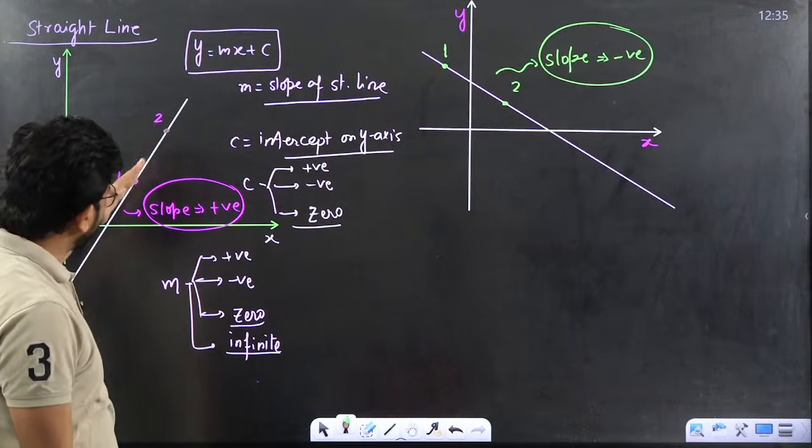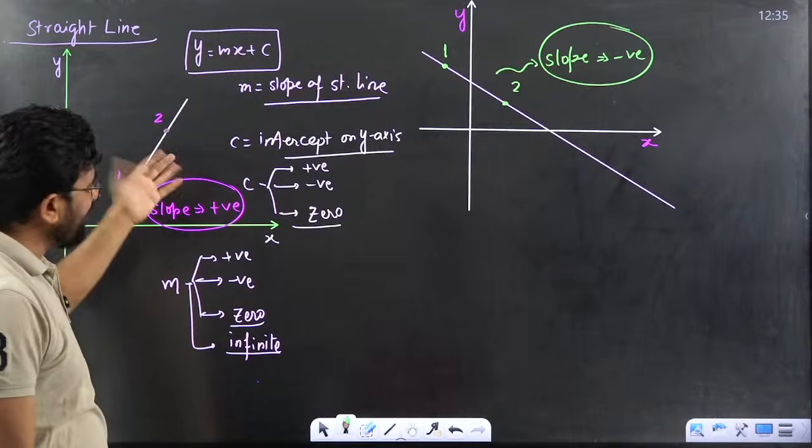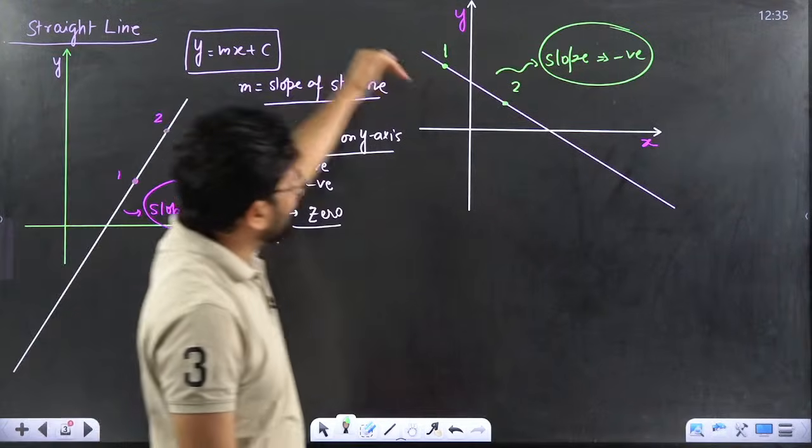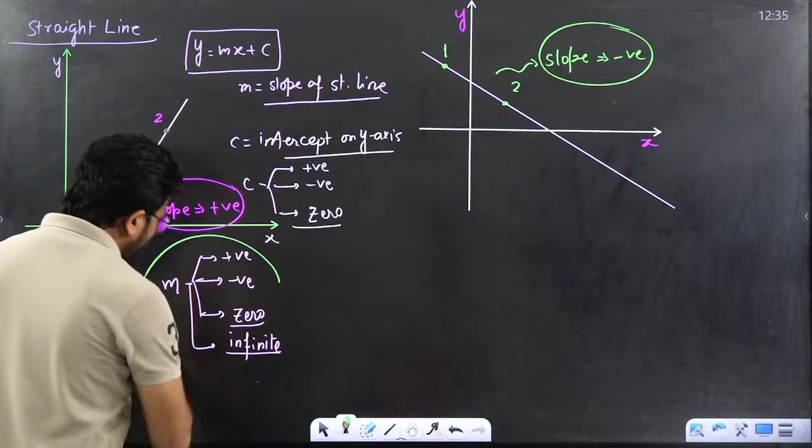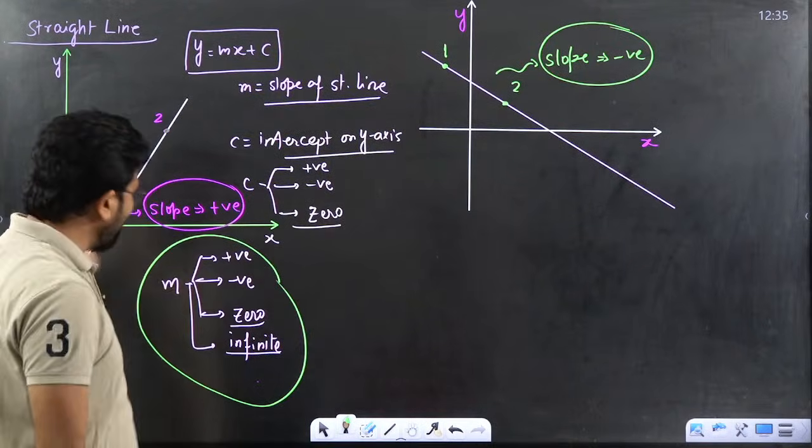When the height is increasing from left to right, that means positive slope. If height is decreasing, negative slope. Clear? So we understand these 4 points. This 4 point is clear.